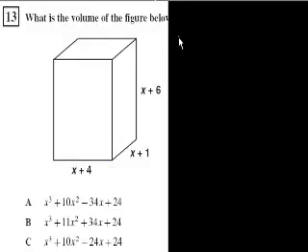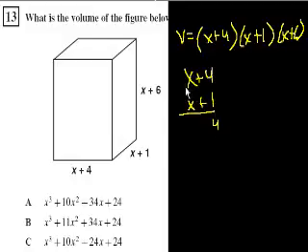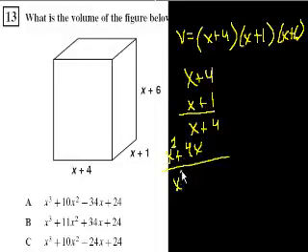So the volume is just going to be, the width is x plus 4 times x plus 1 times x plus 6, right? We can do this in our head, but I always find it easier to do it this way. x plus 4 times x plus 1. 1 times 4 is 4. 1 times x is x. And then you have the x place. x times 4 is 4x. x times x is x squared. Fair enough. So that equals x squared plus 5x plus 4.